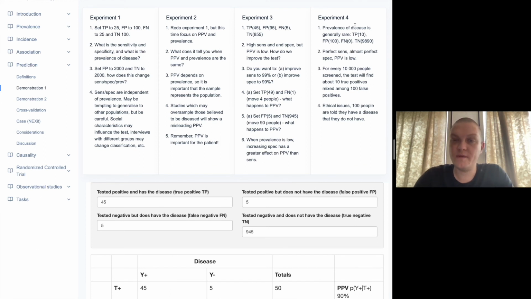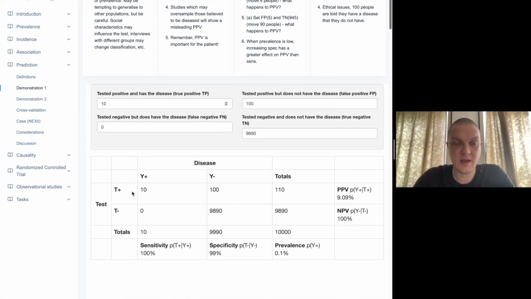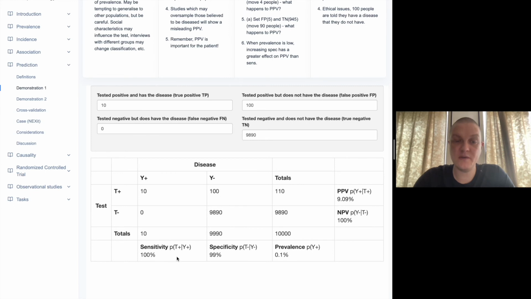Our 4th and final experiment, set at 10, 100, 0, and 9890. Here we have a test which has perfect sensitivity. There were 10 individuals who had the disease, and all of them tested positive. So it's a perfectly sensitive test. The specificity is also very high. You had 9,990 individuals who did not have the disease, and only 100 of them had a positive test.